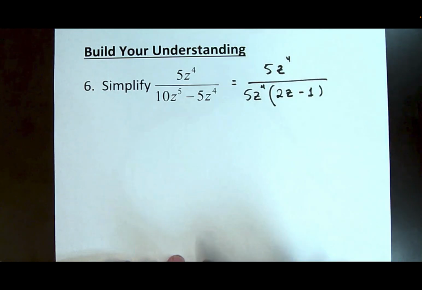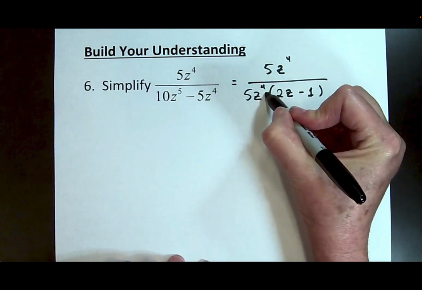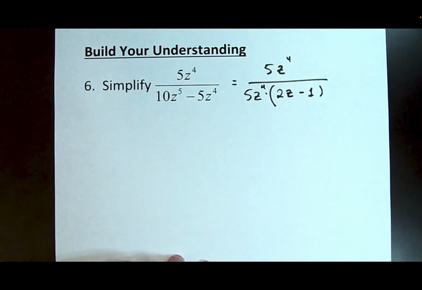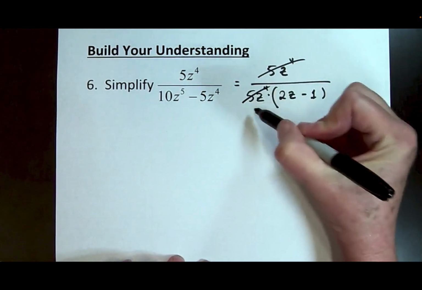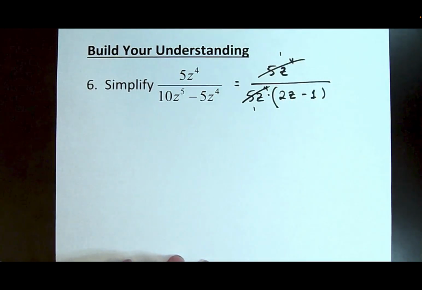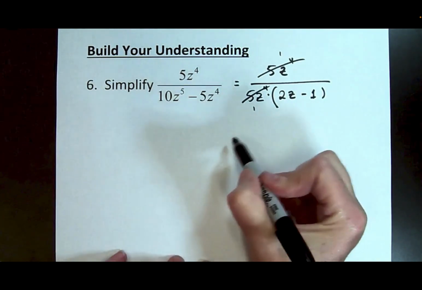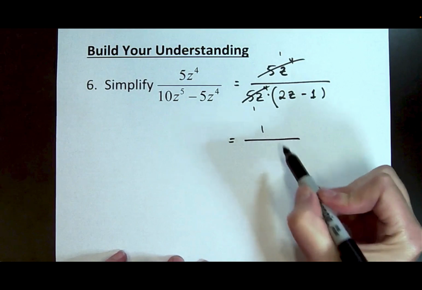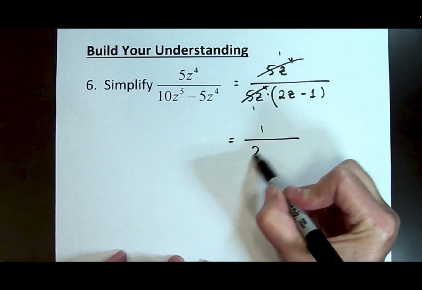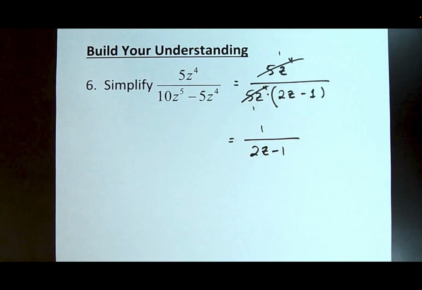Now the 5z to the fourth that I see in the denominator is a factor, right? It's multiplying the rest of the stuff in the denominator. That's what a factor of the denominator is. So we'll cancel those, remembering when you cross things out, what you're getting is sort of invisible factors of 1. So I'm left with 1 over 2z minus 1.